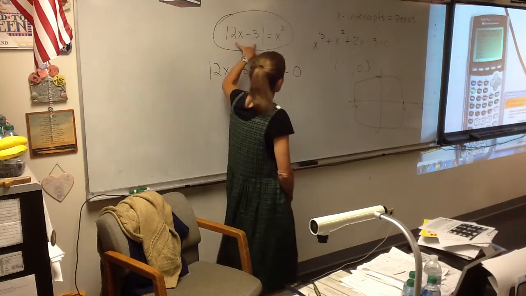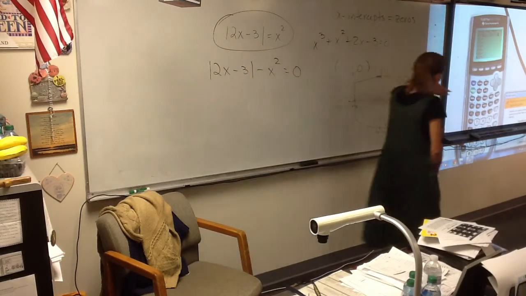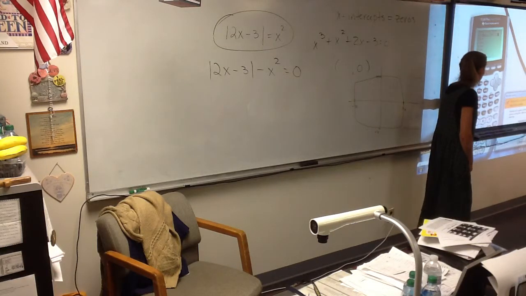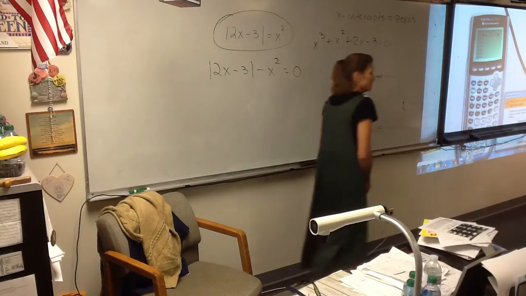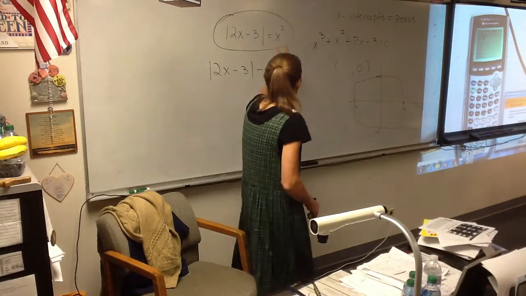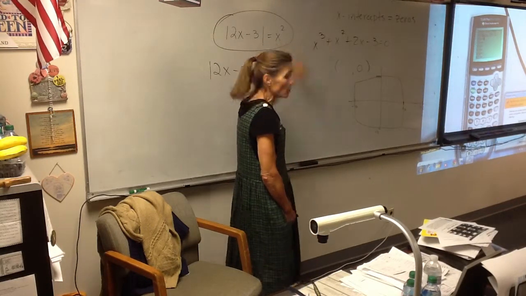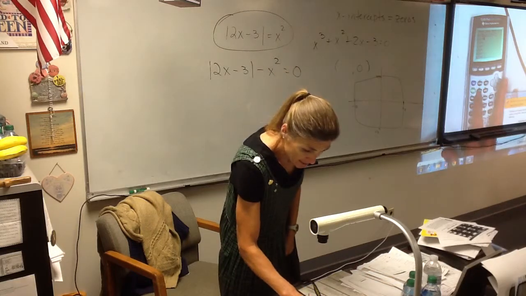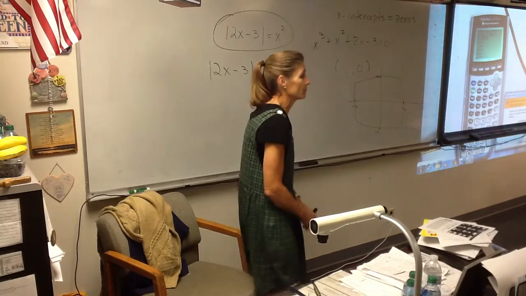So where did I get absolute value? I got it out of my math menu. Now go down, and you're going to put in a second equation. You're going to put this in as a separate equation. So that's just x squared.